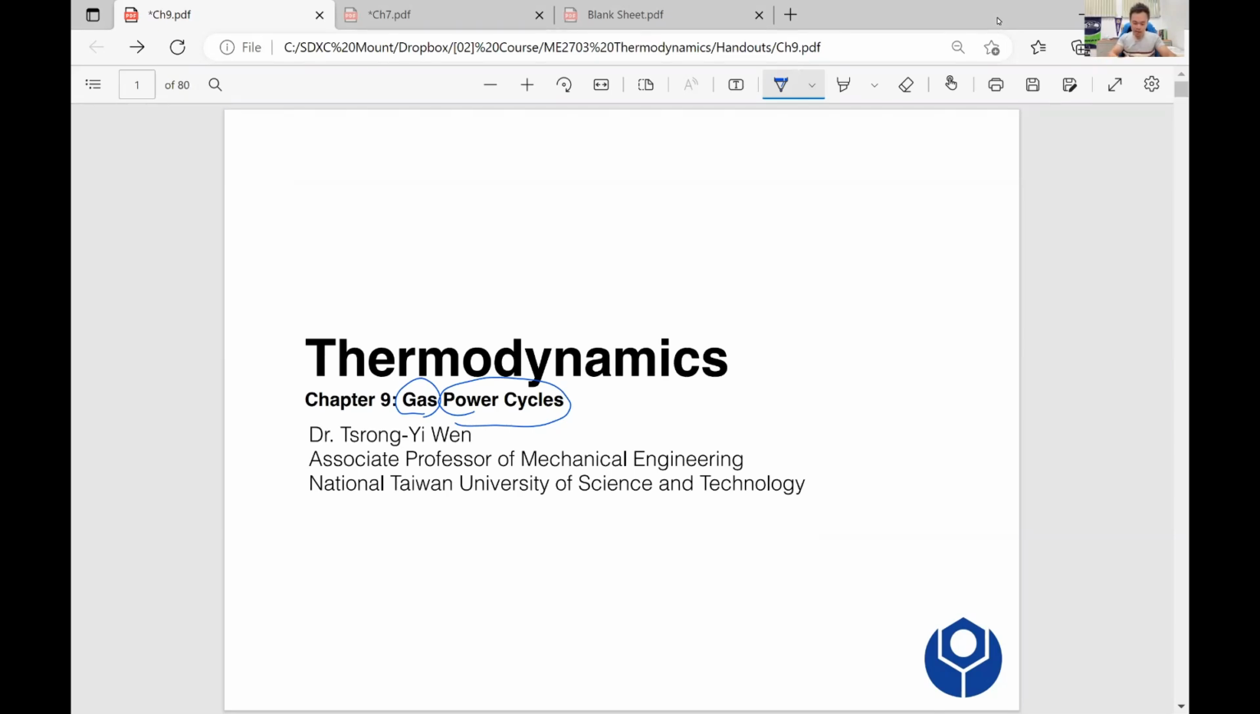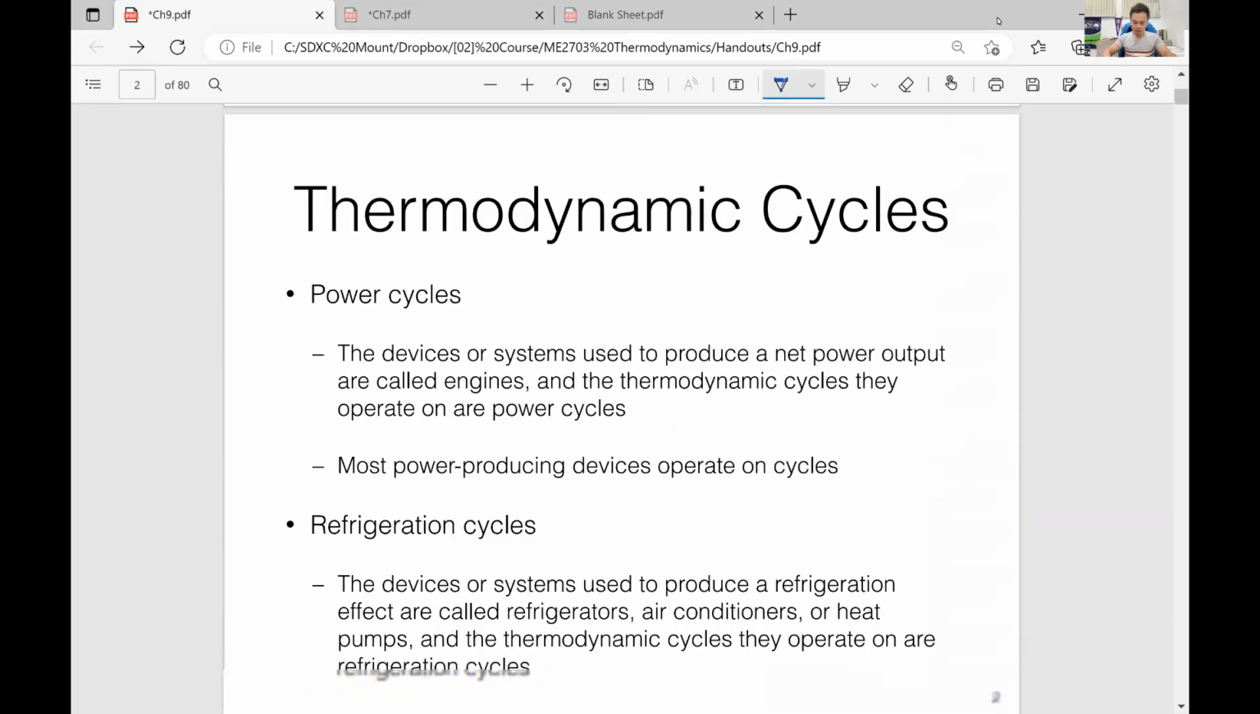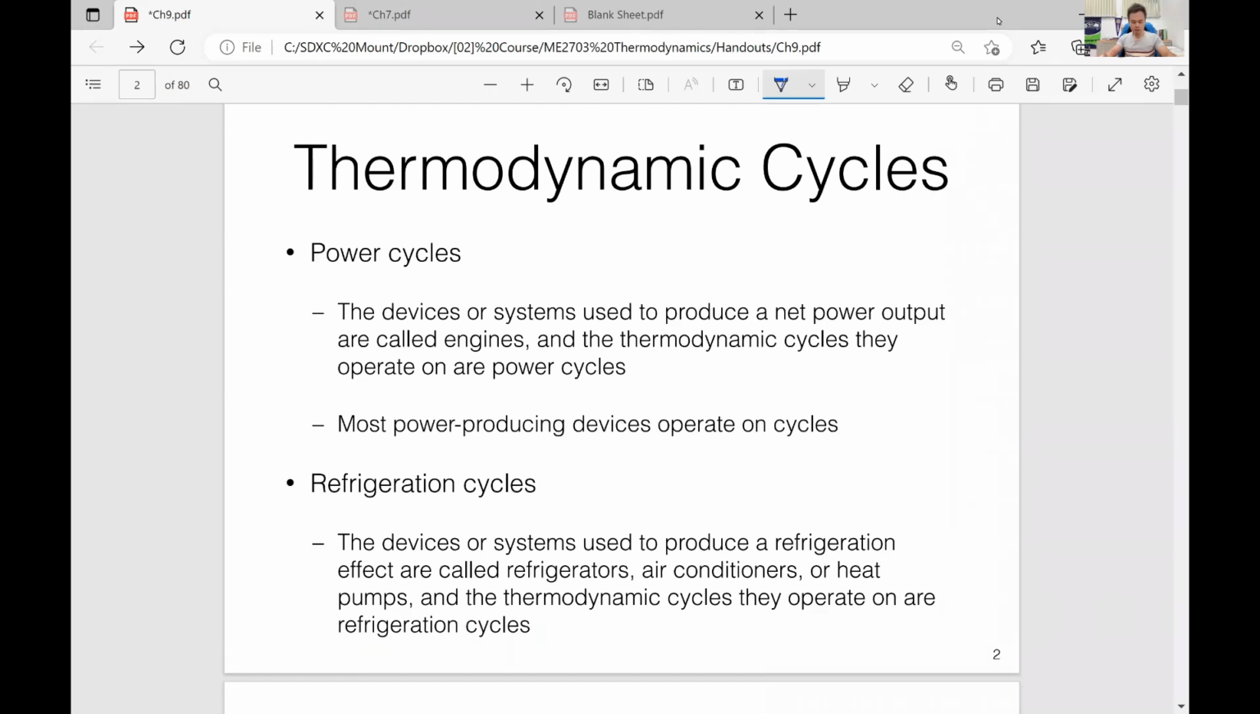And the gas here means the working fluid for these cycles. So gas like air or air-fuel mixture, things like this. So this is gas power cycles. And actually chapter 10 is steam power cycles, so instead of gas, in chapter 10 the working fluid is steam. But we won't go to chapter 10. All right, so first, let's look at power cycles.